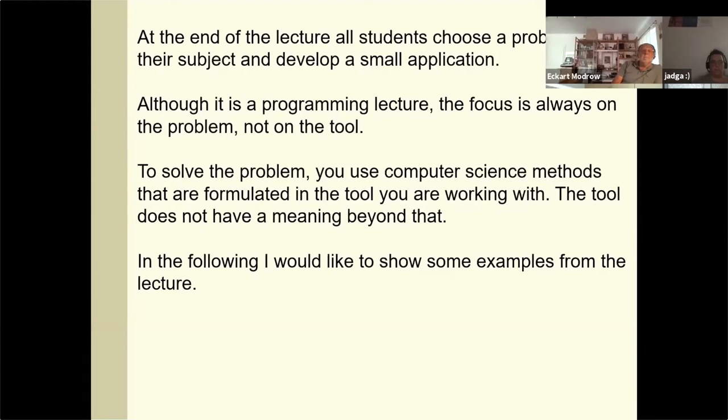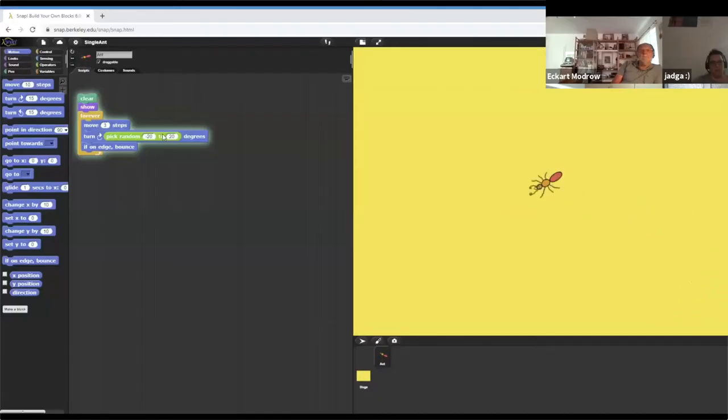To solve the problem, you use computer science methods that are formulated in the tool you are working with. The tool doesn't have a meaning beyond that. In the following, I would like to show some examples from the lecture. Let us first deal with ants.